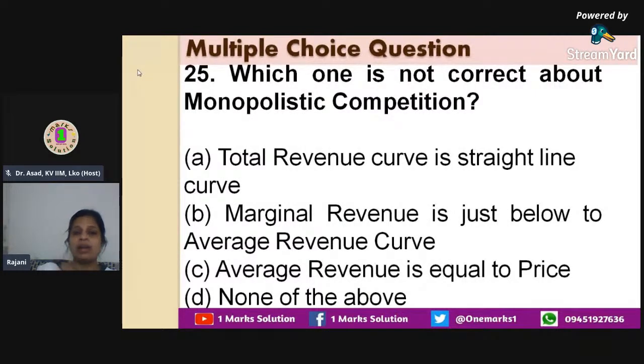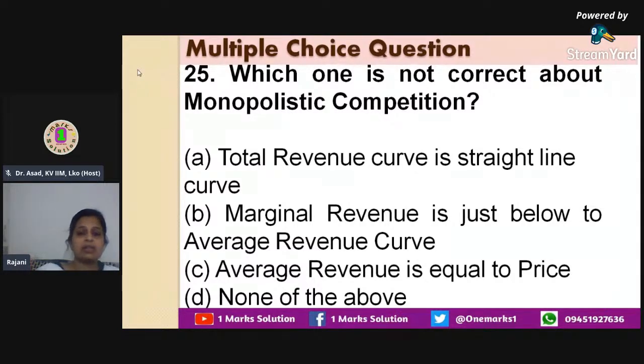So here, total revenue curve is a straight line in case of perfect competition. That is a correct option. But in case of monopolistic competition, it is increasing, reaches a maximum, and then decreases. It depends on the elasticity of demand, and because of price competition and all. So we are not getting a straight line in case of total revenue. Total revenue curve is not a straight line in case of monopolistic competition.